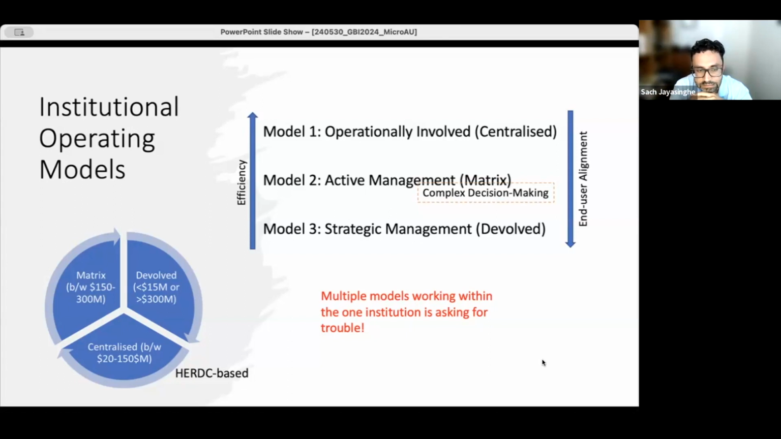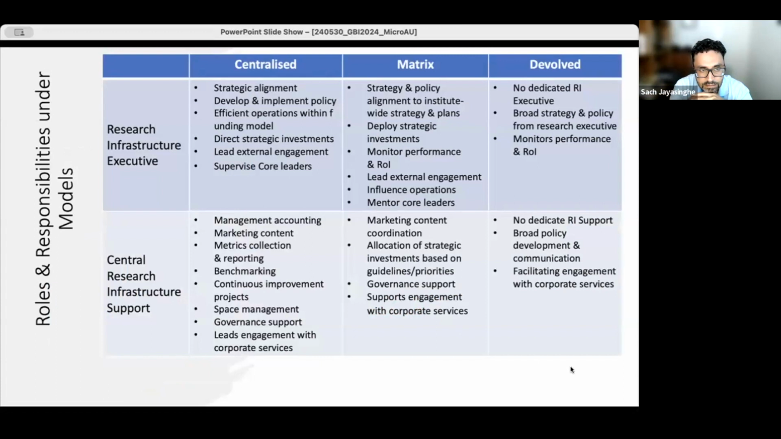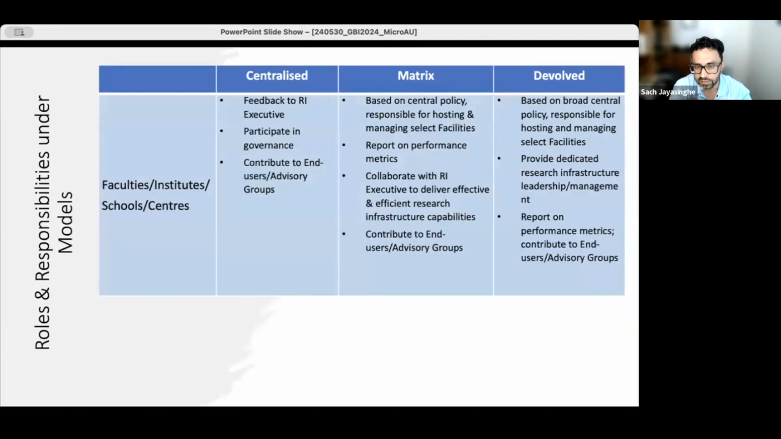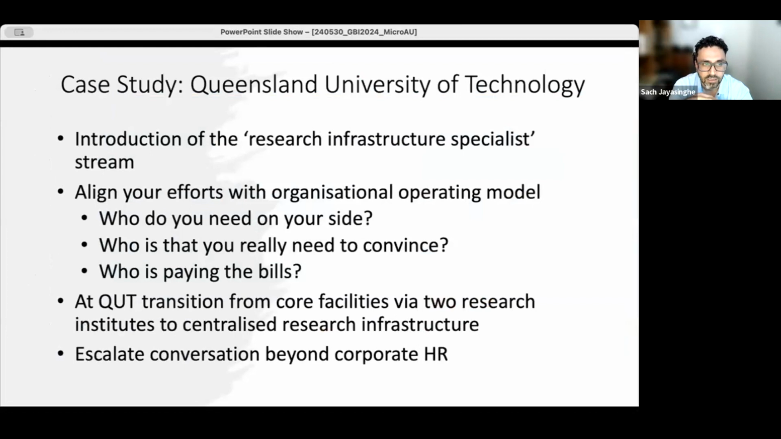Next slide, please, Lisa. The next couple of slides, since I believe we're going to share them, I'm not going to go through in detail, but I just want you to have some indication of how the roles and responsibilities for research infrastructure change with these different organizational models. Hopefully these slides will be shared. Lisa, next slide, and next slide. One more. All right, so now I'll really focus on a case study.